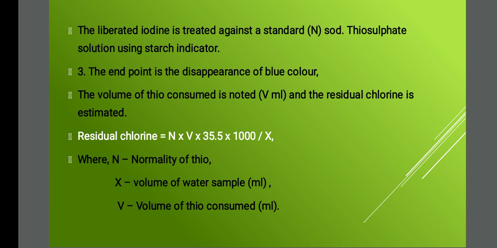Is it okay? Then the volume of thio consumed is noted and given as V mL, and the residual chlorine can be estimated using the formula: residual chlorine is equal to N into V into 35.5 into 1000 divided by X. N is the normality of thio, V is the volume of thio consumed for the titration, 35.5 is the equivalent weight of chlorine, and X is the volume of water sample taken. Is it clear? Next, the third topic for today's class is chlorine demand.